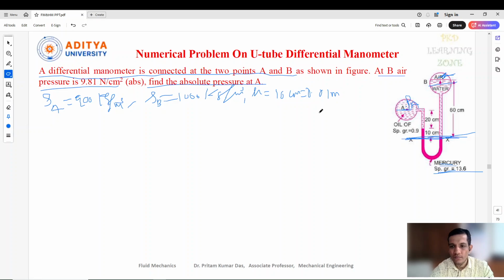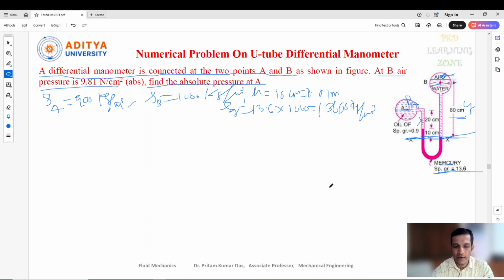And next, any other point here, this height, if you take this height x1, then this one we can take y, and this one x. And rho g is given: 13.6, that is the specific gravity of mercury, into 1000. So in total we get 13,600 kg per meter cube. So these are the values given here. The h value is 10 centimeter, the x value is 20, and the y value is 60 centimeter.